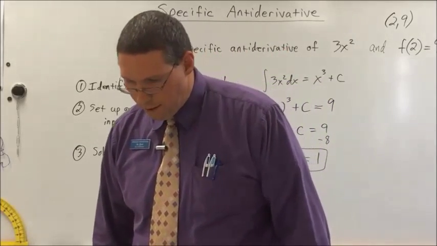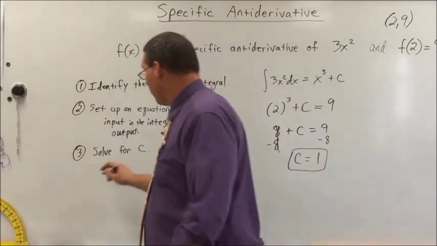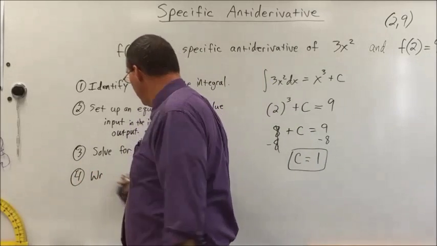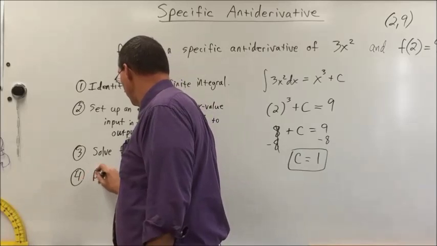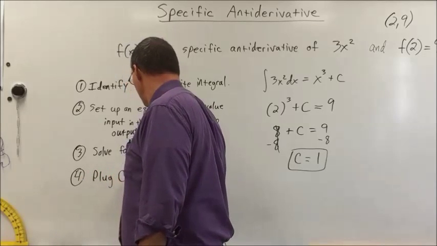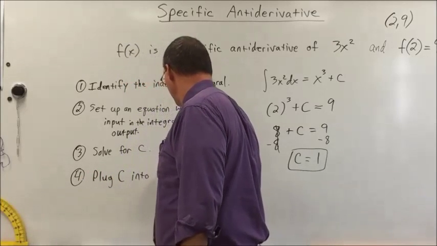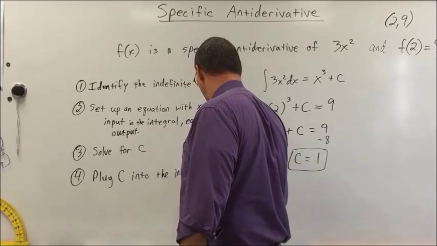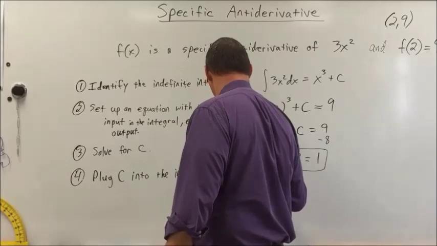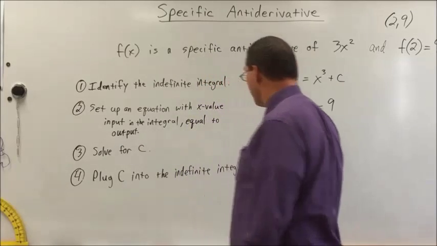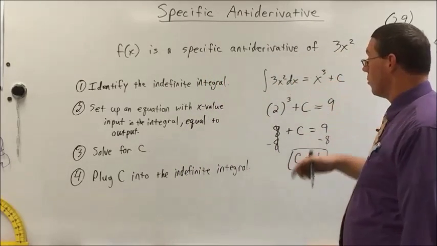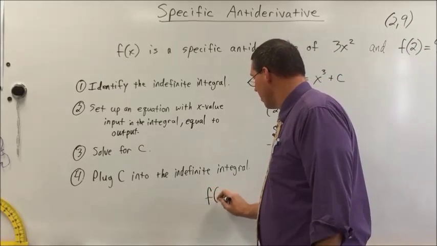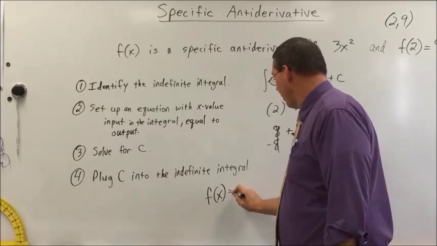And then step 4, write the antiderivative as a function of that for whatever function you're dealing with. Okay, well, let's say plug c into the indefinite integral. And then that final answer, when we plug c into the indefinite integral, we have a specific antiderivative. So f of x is a function, and it's a specific antiderivative.